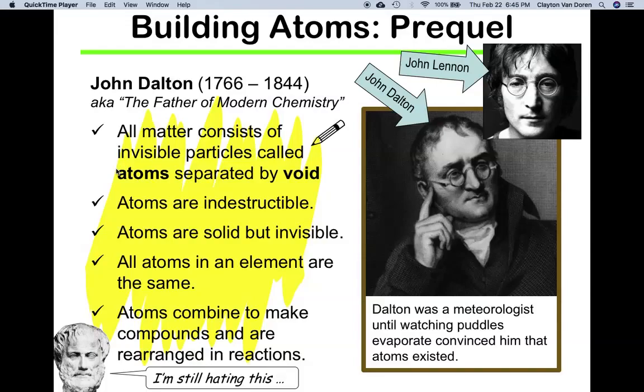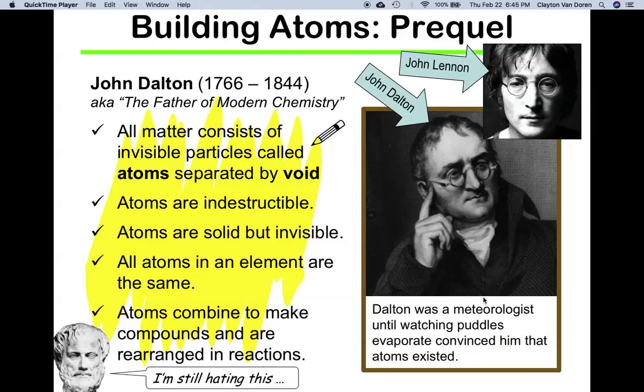The next guy in our story is John Dalton, who lived around 1800, give or take 40 years. And he didn't start his scientific career as a chemist. Instead, he was a meteorologist. And as the story goes, Dalton was looking at a puddle on the ground and watched it evaporate. He must not have had much else to do. And he was wondering where the water actually went when it evaporated.